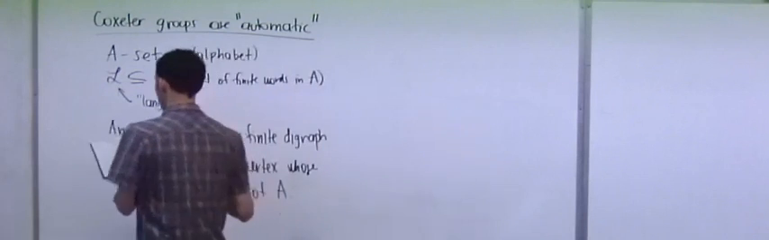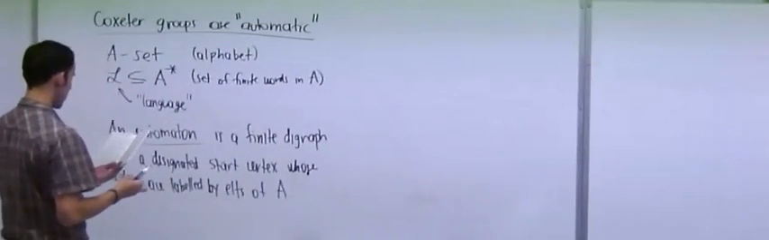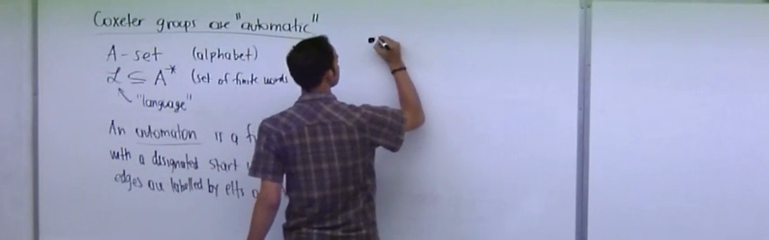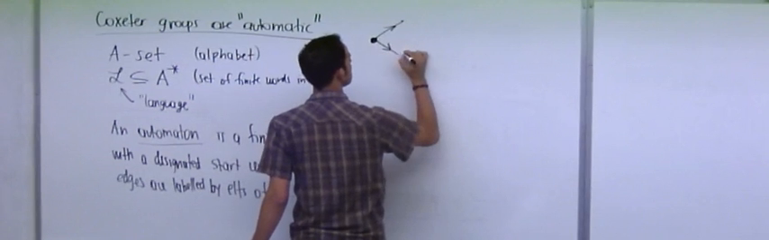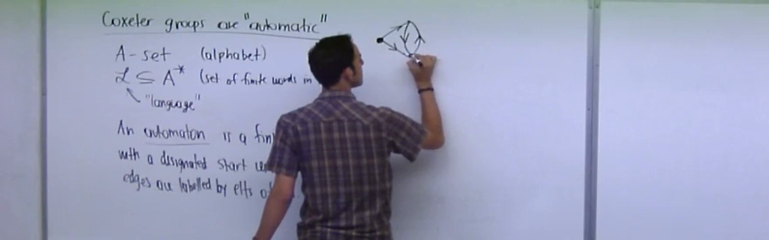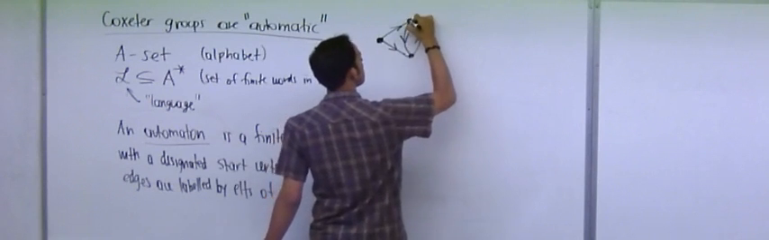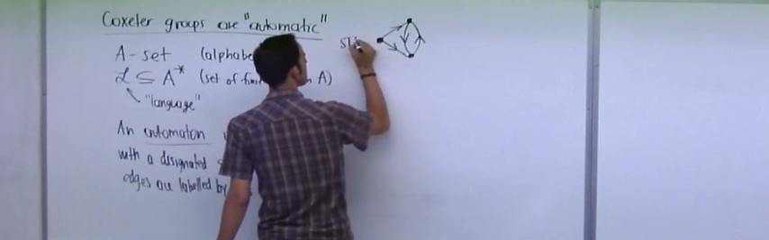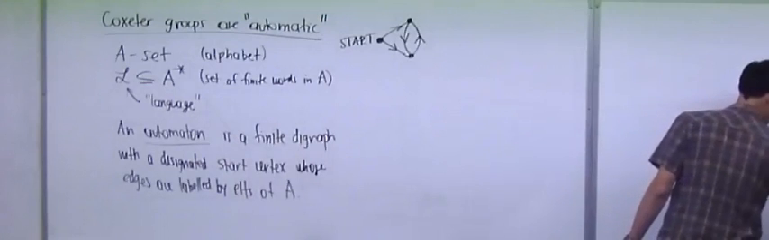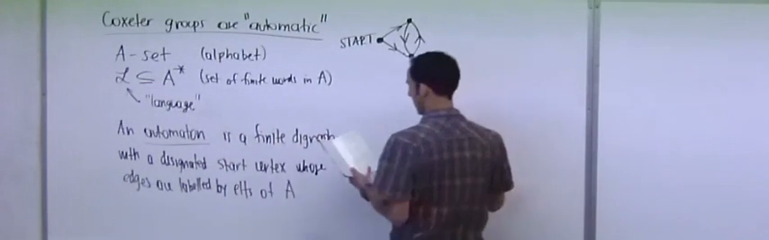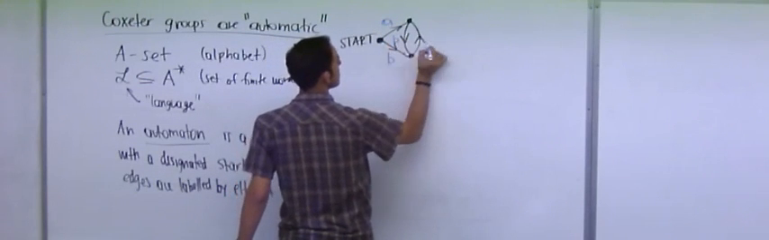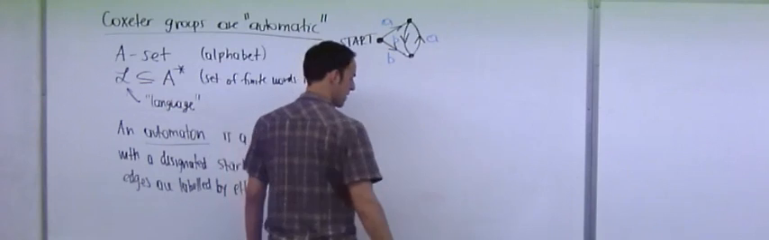Okay. So we saw an example already, which is this graph, where this guy is the start, and we have labels on the edges. So maybe my alphabet is A and B, and so maybe this is A, B, B, A. Okay.